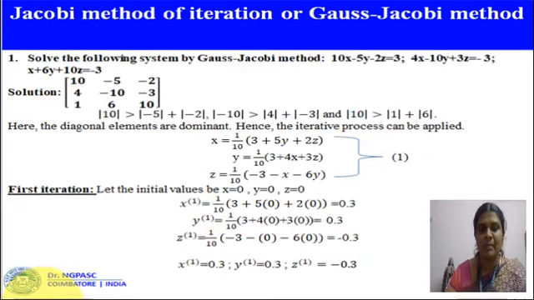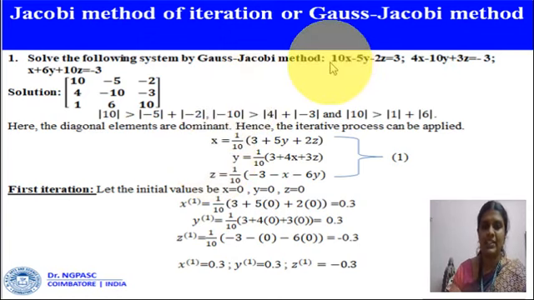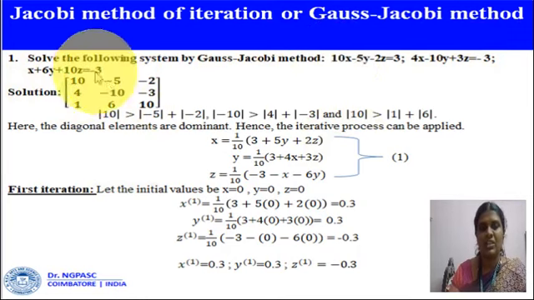So we'll see an example sum. Solve the following system of equations by the Gauss-Jacobi method. The given system of equations is 10x minus 5y minus 2z equals 3, 4x minus 10y plus 3z equals minus 3, x plus 6y plus 10z equals minus 3. Now rewrite the given equations in matrix form, that is, write all the coefficients of x, y and z in one matrix: 10, minus 5, minus 2; 4, minus 10, 3; 1, 6, 10.